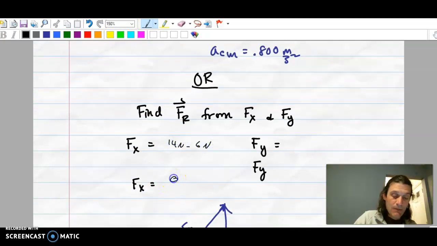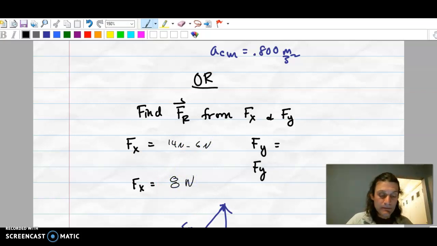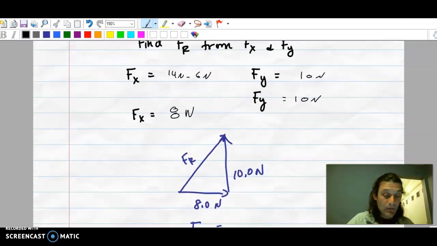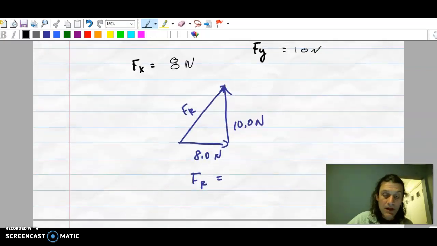So that's going to be 8 newtons, right? The force in the y, remember that was 10 newtons, so there's no adding, it's 10 newtons. So what I could do is make a triangle of 8 and 10 and get the net force. That's the resultant. The FR is the net force, and this is going to be 10 squared plus 8 squared, square rooted, and this ends up being 12.8 newtons.